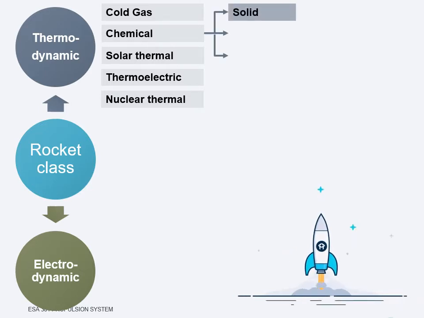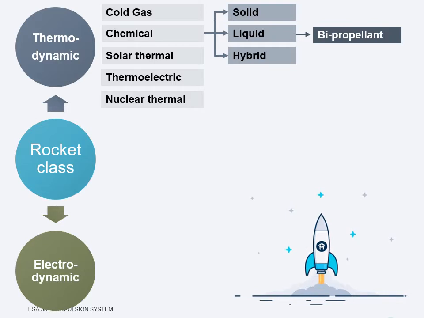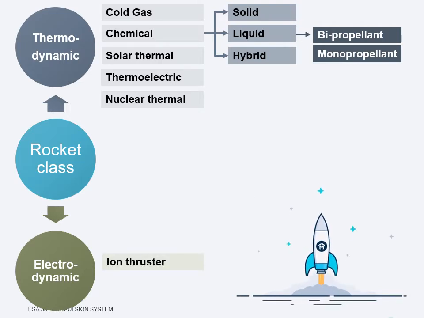Chemical propulsion can be divided into three types: solid, liquid, and hybrid. Liquid is divided into another two types, which are bipropellant and monopropellant. Meanwhile, the electrodynamic rockets currently in operational use are the ion thruster and the plasma thruster. An ion thruster uses an electric field to accelerate ions, and a plasma thruster uses electric and magnetic fields to accelerate a plasma.